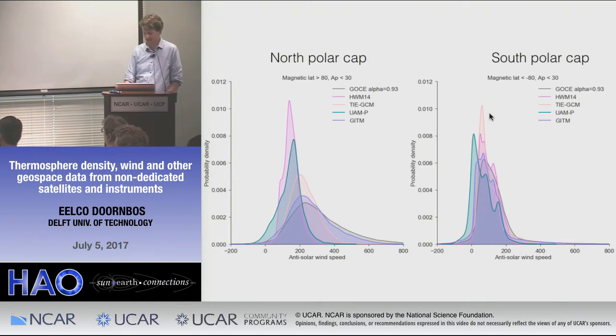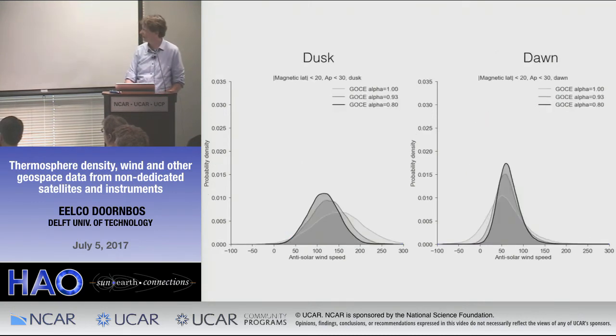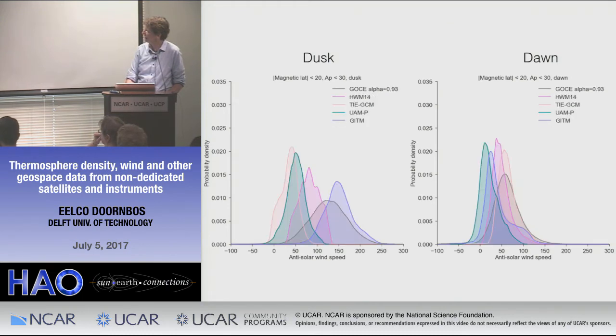and there's more agreement in the South Polar Cap. And you can do the same exercise for dusk and dawn. Also for dusk, changing this aerodynamic model parameter changes the winds more than it does at dawn. At least it changes the peak value, the location of the peak. And then if you add all of these models, unfortunately I did not have the time to add GITM to this analysis. I could probably do that tomorrow. But you can also see that there's much more disagreement at dusk when compared to dawn.